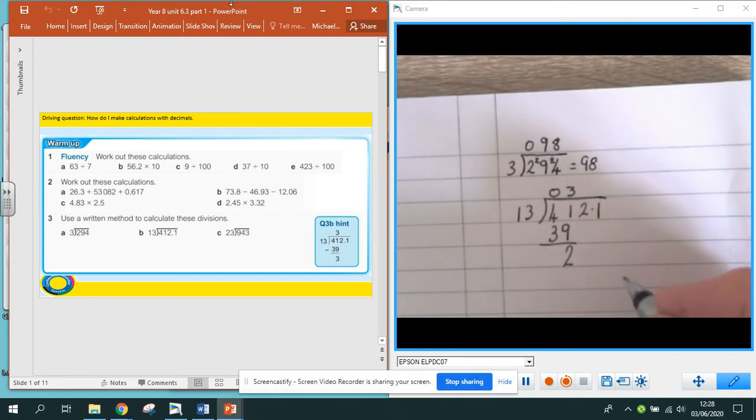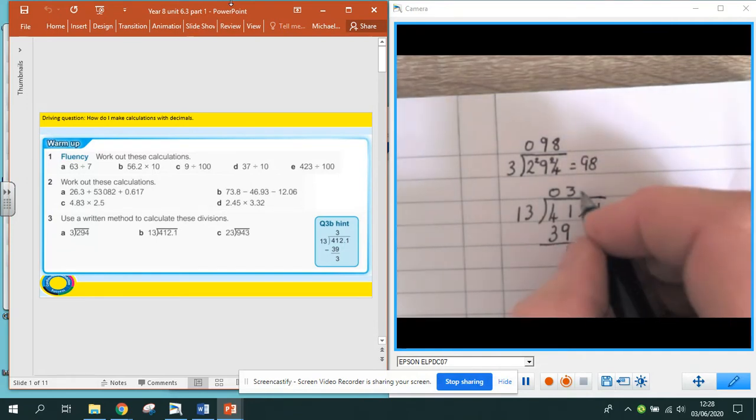At this point, I bring down my next number, which is also a 2. So next to the 2, I write another 2. Are there 13's in 22? Yes, there are. How many 13's are there in 22? Well, 2 13's are 26. We can double 13 easily enough, quickly enough. That's less than 26, so there can be only 1.